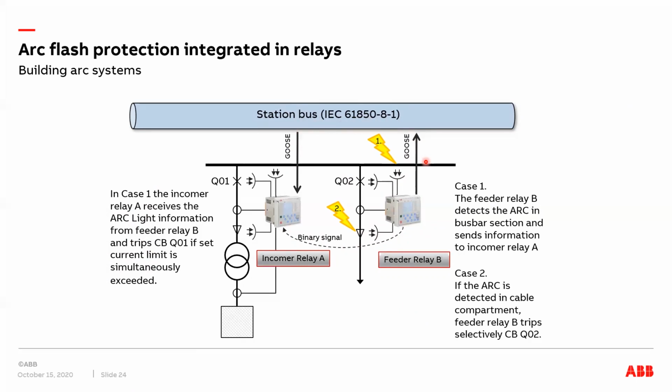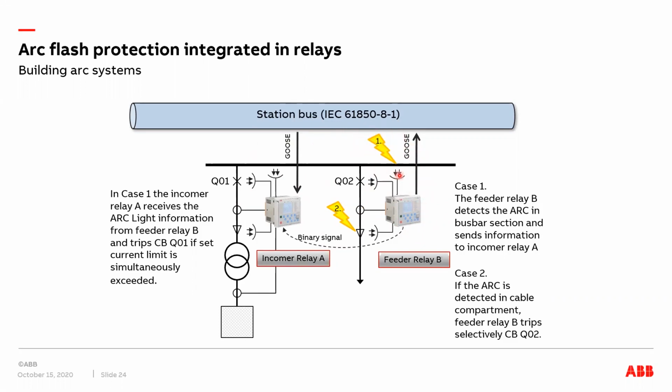So here's a simplified example of how it works with the protection relays. The protection relays, of course, have the normal protection functions: overcurrent, earth faults, and so on. And additionally, then arc flash.